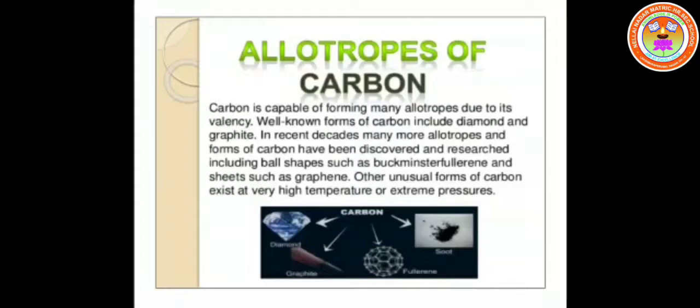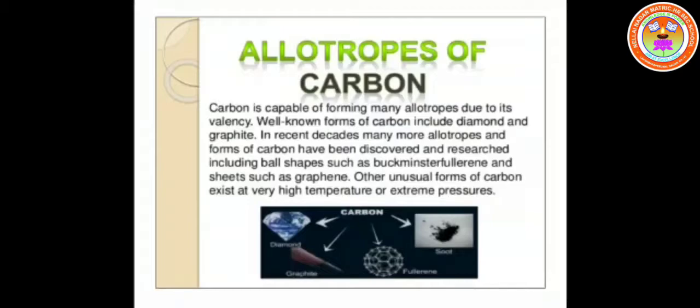Then coming to graphite. Have you seen graphite? Yes. Our pencil lead is made up of the allotrope of carbon called graphite. It is very slippery. It is used as a lubricant. It has 3 covalent bonds. It has hexagonal units.